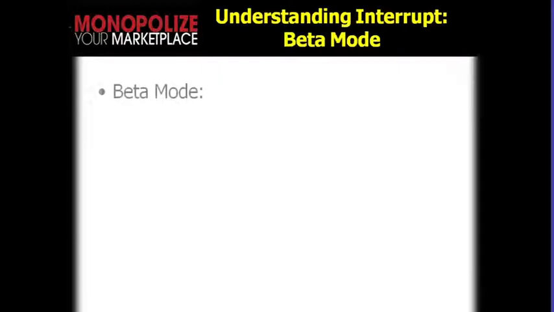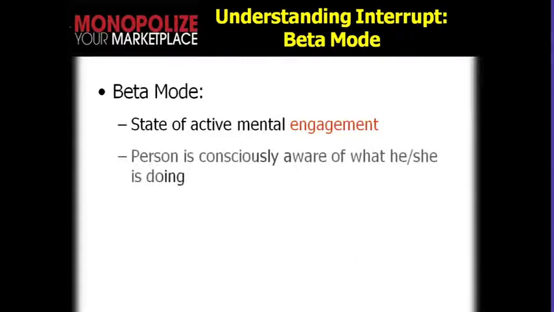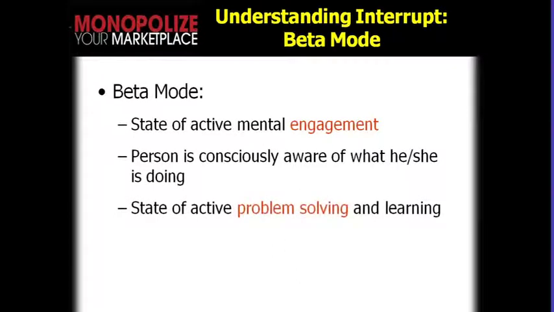Well, the first thing was alpha mode. The second thing is beta mode. This is the opposite. It's a state of active mental engagement where the person is consciously aware of what they're doing, and it's the state of active problem solving and learning, okay? So this is kind of the opposite.